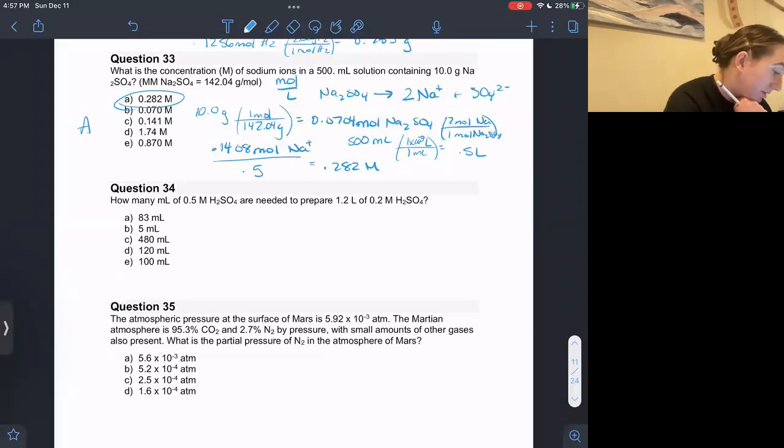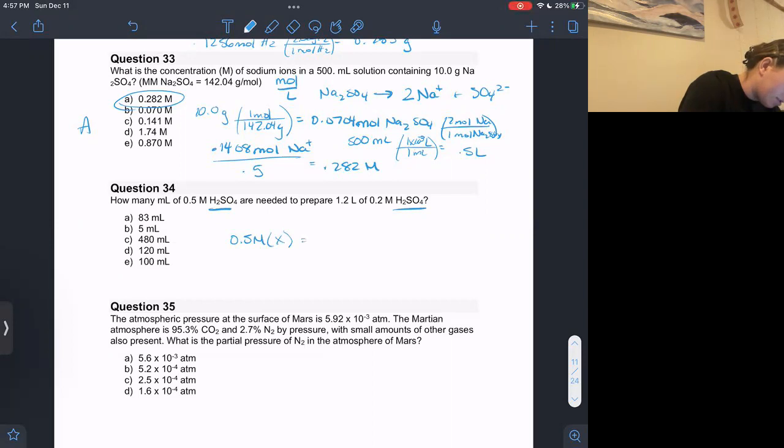How many milliliters of 0.5 molar H2SO4 are needed to prepare 1.2 liters of 0.2 molar H2SO4? I have the same compound on both sides, so this just looks like an M1V1 equals M2V2 type of question. So I have 0.5 molar times X, because I don't know how much I need.